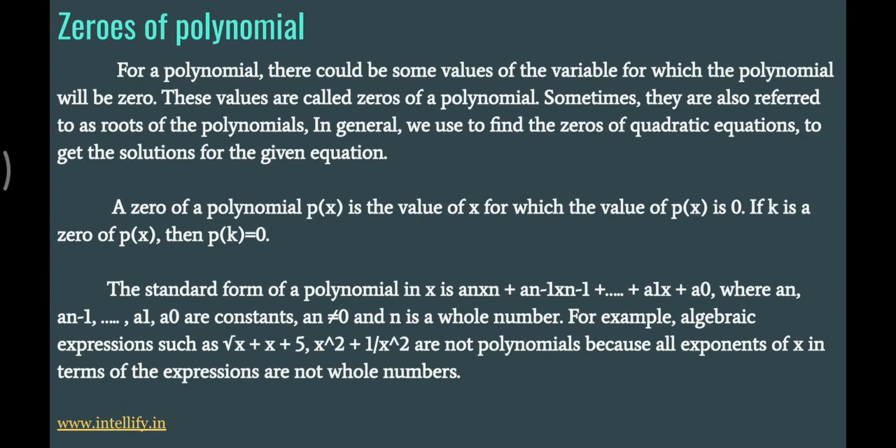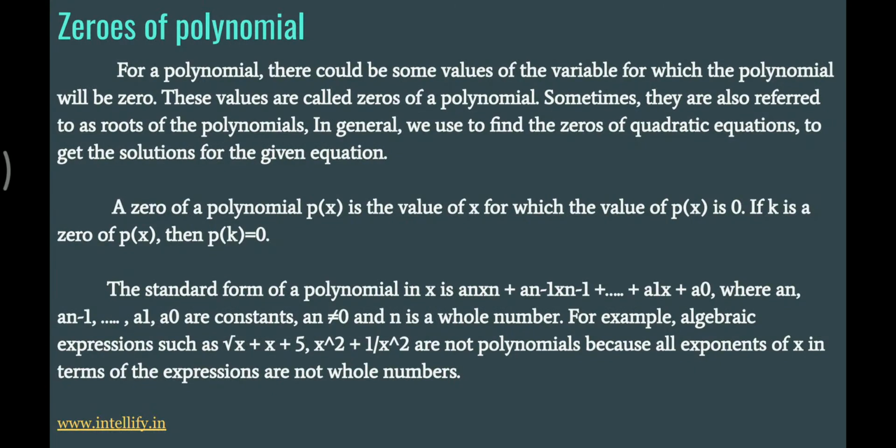For a polynomial, there could be some values of the variable for which the polynomial will be 0. These values are called zeros of the polynomial. Sometimes they are also referred to as roots of the polynomial. In general, we find the zeros of quadratic equations to get the solutions for the given equation.